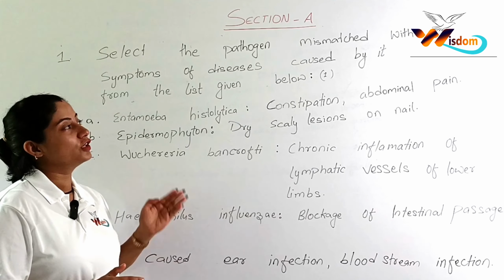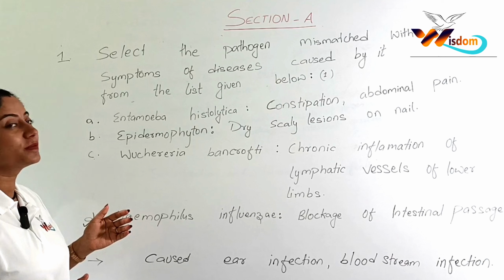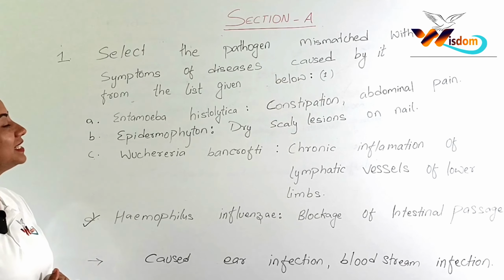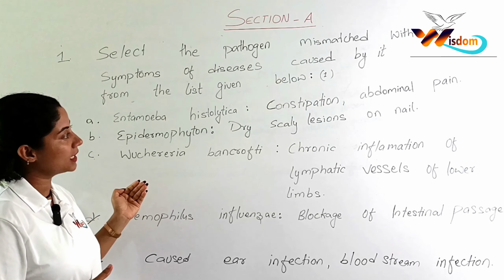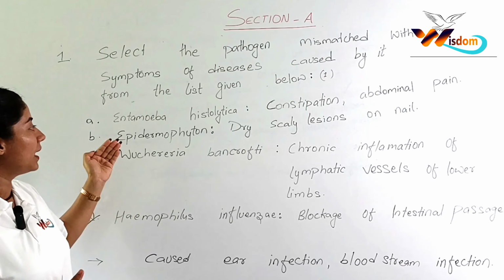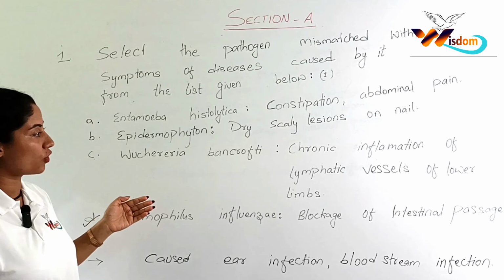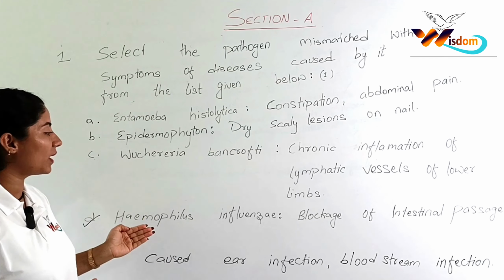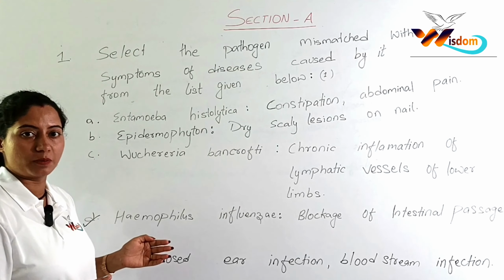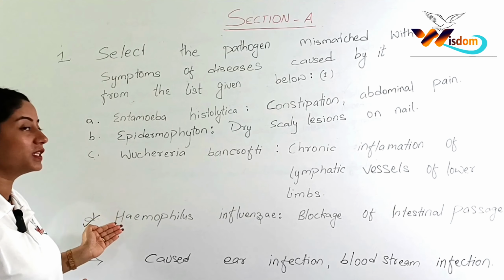Hi everyone, here we have our first question. Select the pathogen mismatched with symptoms of diseases caused by it from the list given below. Here we have options: Entamoeba histolytica, constipation, abdominal pain; Epidermophyton, dry scaly lesions on nail; Wuchereria bancrofti, chronic inflammation of lymphatic vessels of lower limbs; and Haemophilus influenzae, blockage of intestinal passage. From the options, the only mismatched one here is option D.